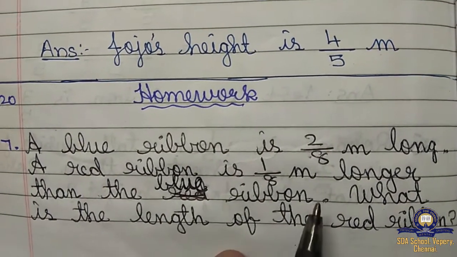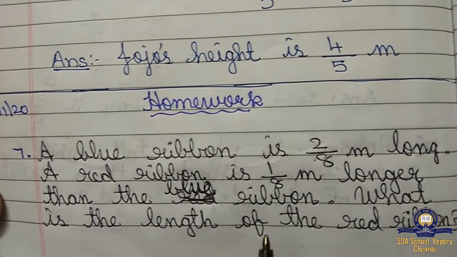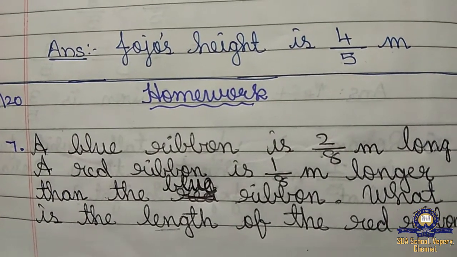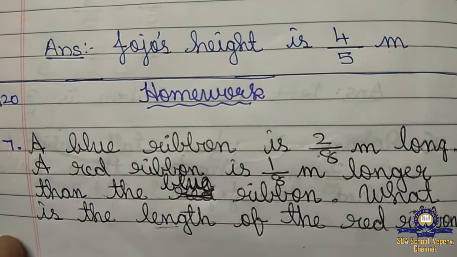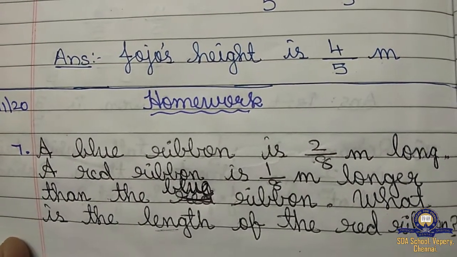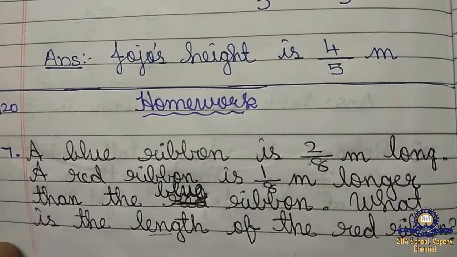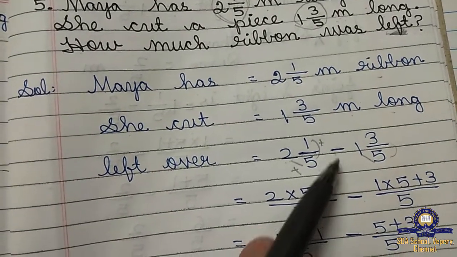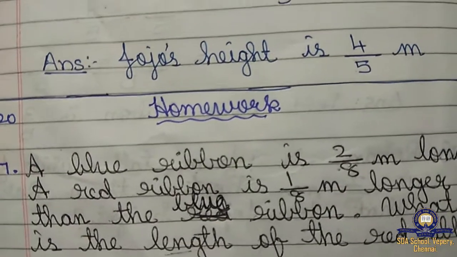So, longer than the blue ribbon means what do you have to do? You have to add. So, what is the length of the red ribbon? You have to add. But in that sum, we subtracted because she cut the ribbon. Here, it is longer than the blue ribbon, so we have to add.